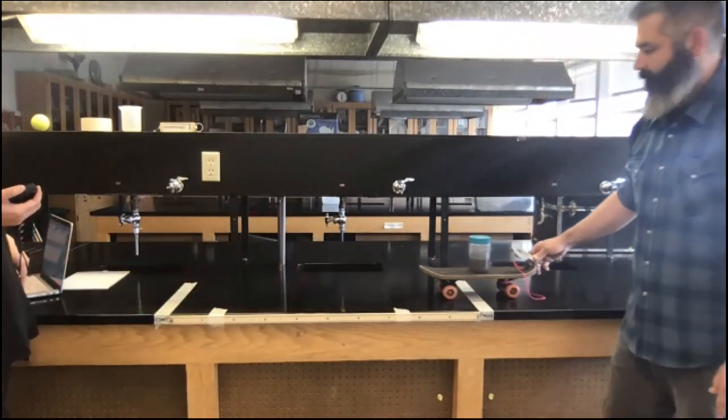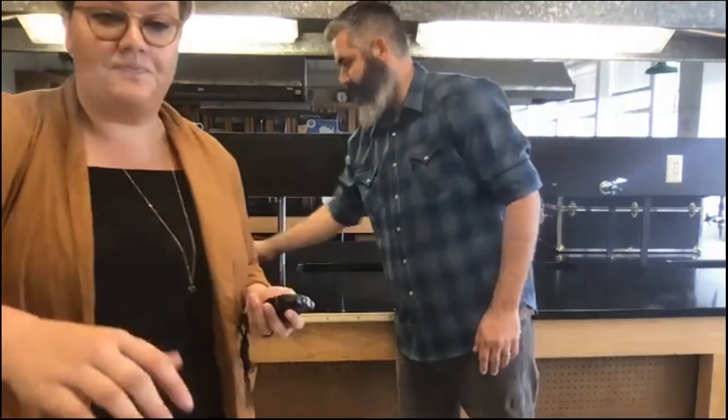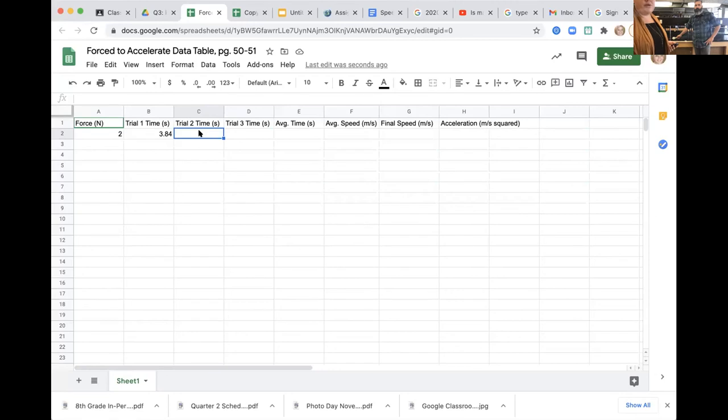All right, so that one was 3.5. So we're going to go back to our sheet. That trial time was 3.5 seconds. Okay, that's what it should look like. We're going to go and do the third trial really quick, and you're going to write down the amount of time right here.